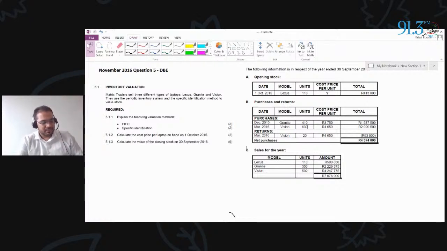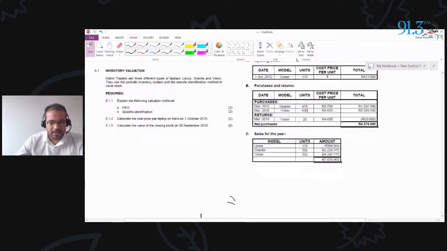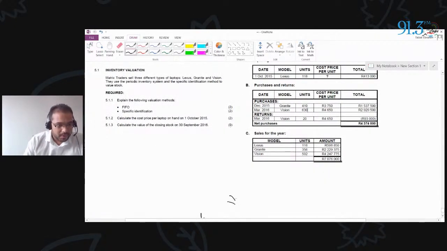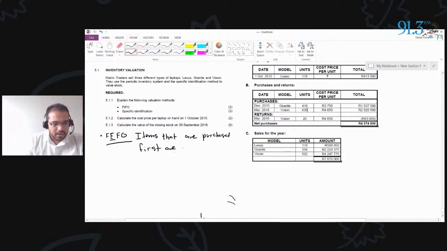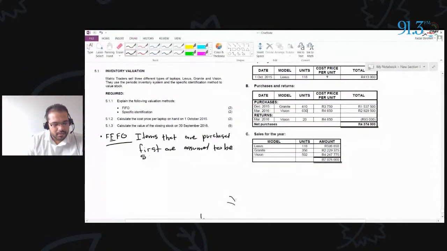So the answer that you can give there is basically that the first in first out method assumes that the products that are bought first are sold first. If we write it down here, we can say 5.1.1, first in first out: items that are purchased first are assumed to be sold first.